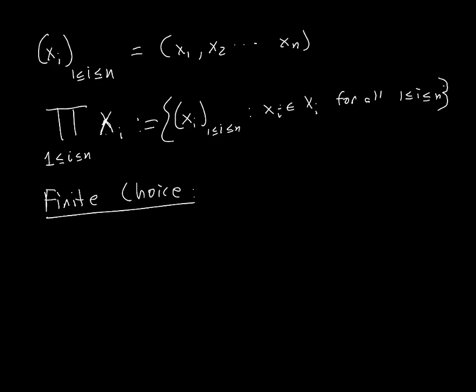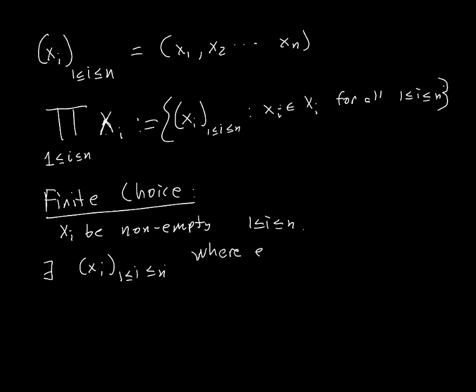Why do we need this n-tuple? Because I'll write it down formally. Let X_i be non-empty, for 1 less than or equal to i less than or equal to n. Then there exists the n-tuple (x_i), 1 less than or equal to i less than or equal to n, where each x_i is in X_i. Same thing here: instead of having it just for 1, we have it for 1, 2, all the way up until n. Now, we can say that this finite choice is true.